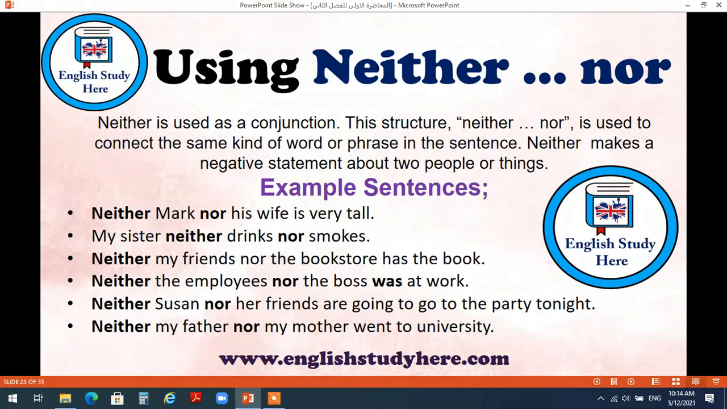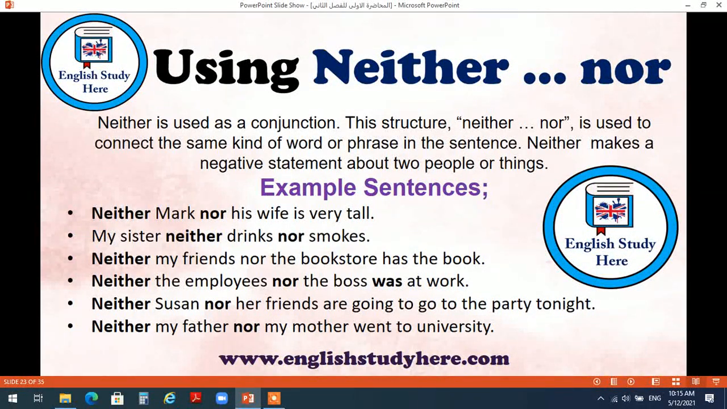My sister neither drinks nor smokes. أيضا هنا استخدمنا neither nor لنفي for example two actions اللي هي not drinking and not smoking. Neither my friends nor the bookstore has the book. أيضا هنا استخدمنا neither nor للدلالة على النفي، إنه لم أحصل على الكتاب، ليس عند أصدقائي وليس حتى في المكتبة.